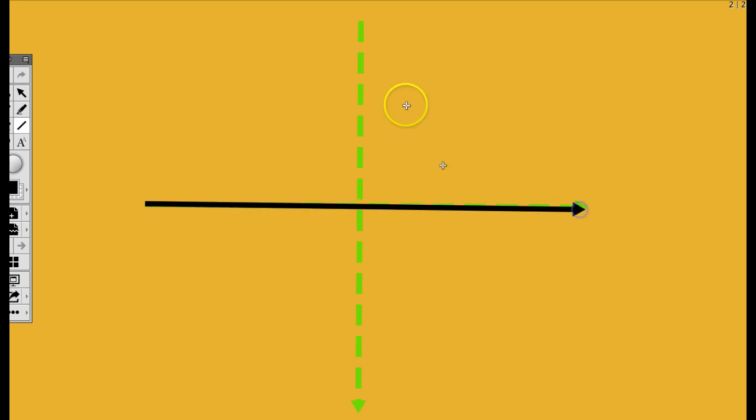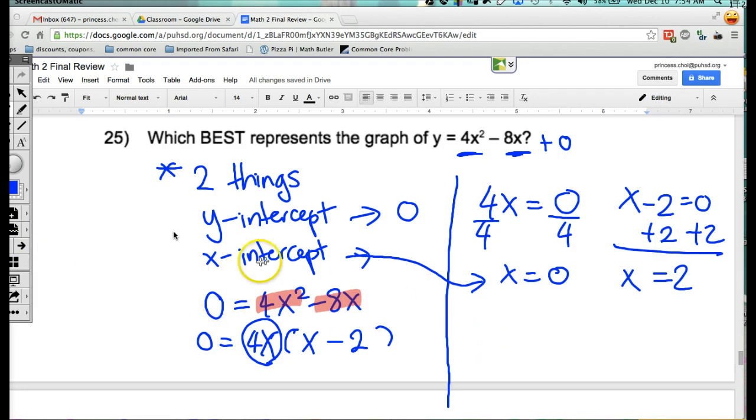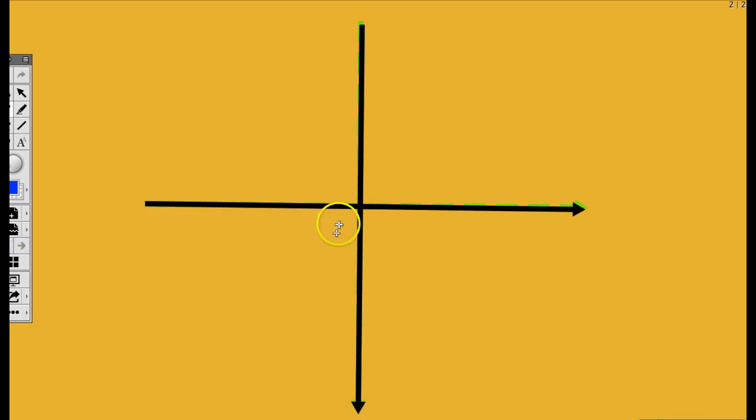So let's say that we have our x-axis and our y-axis, right? So this is how our graph is going to look, okay? Let's go back. My y-intercept is at 0. What that means is on the y-line, the graph is going to pass through the 0. This is my y-axis, and this is my x-axis, okay?